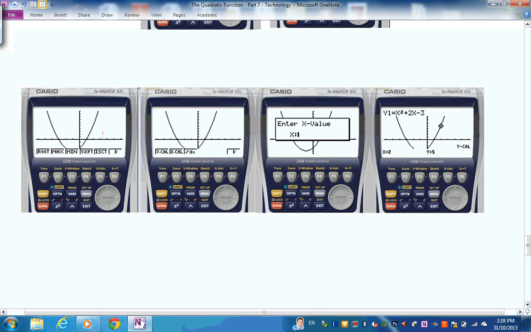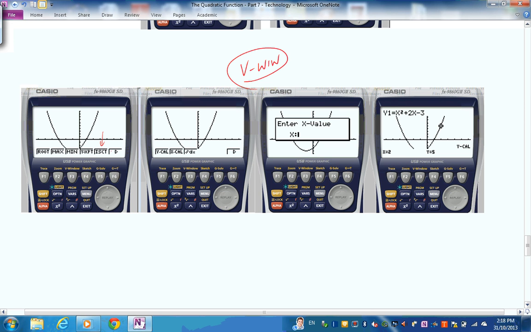Well, we could do intersect, but that's an intersection of two graphs. So you'd have to have two graphs entered, y1 and y2 or something like that, so that it could find the intersection for you. And by the way, that point of intersection or any point you're finding with GSolv should be visible in the view window. Otherwise it will say not found. So don't forget V-Window, adjust your viewing window so that GSolv can find the point.